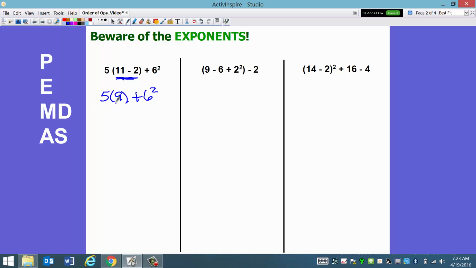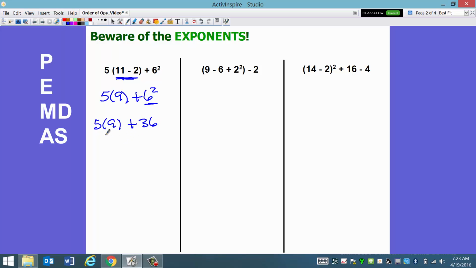Okay, I'm finished with my parentheses because this parentheses doesn't have operations inside of it, so it's a multiplication type parentheses. It means to multiply times 5. So I go to my next step, which is my exponents, and I do have an exponent. 6 squared does not mean 6 times 2. It means 6 times itself 2 times. So I'm going to write everything the same. 5 times 9 plus 6 squared is 36.